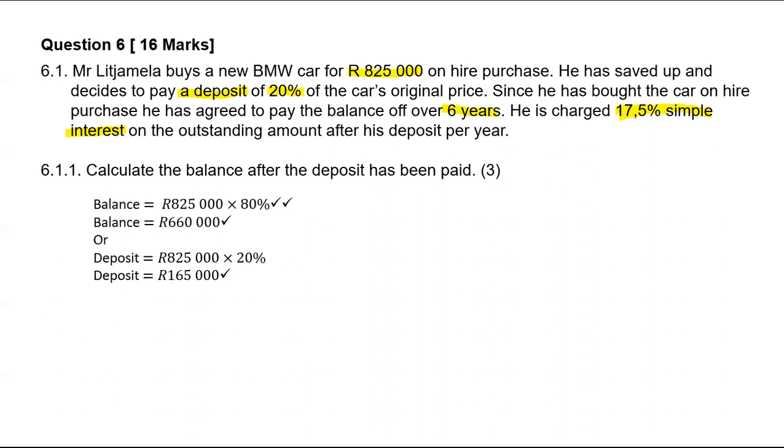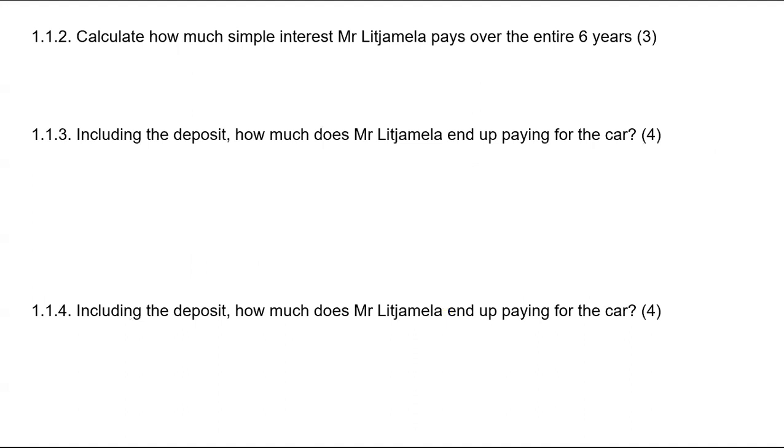So you have a choice of taking 825,000, multiplying it by 80%, and that will give you 660,000, which is the outstanding balance. Or you can take the 825,000, find the deposit, 20% of 825,000 will give you 165,000. And then take that 165,000 minus it from the price of the car, and that'll still give you 660,000. That's all you needed to do. Okay, let's answer these questions here.